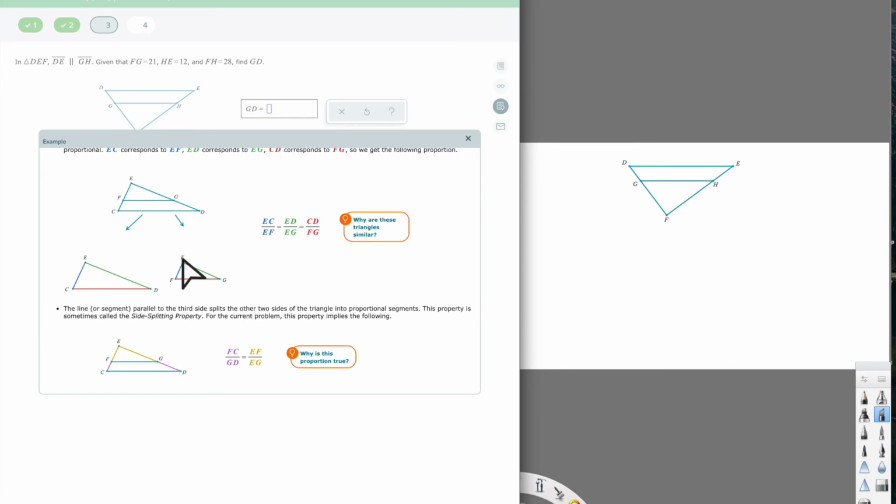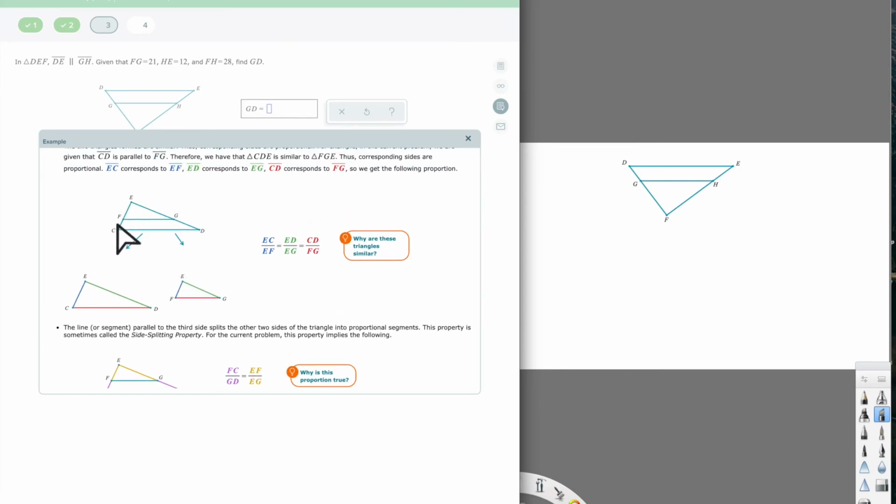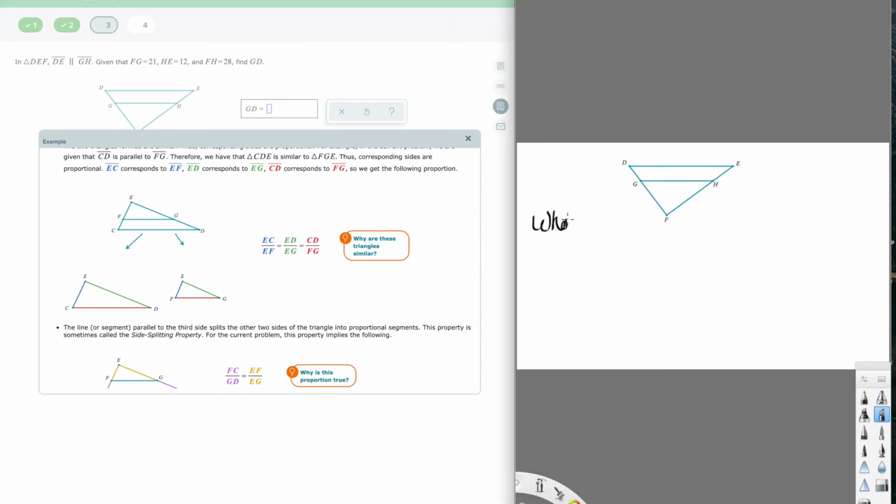So EC, which is the whole side, and EF, which is the portion, ED, whole side, EG, which is the portion, and then we have CD, which is the whole side, and FG, which is the parallel line. So it's kind of whole side to... I'm going to say top point, but make sure when I say, or top section, top segment.